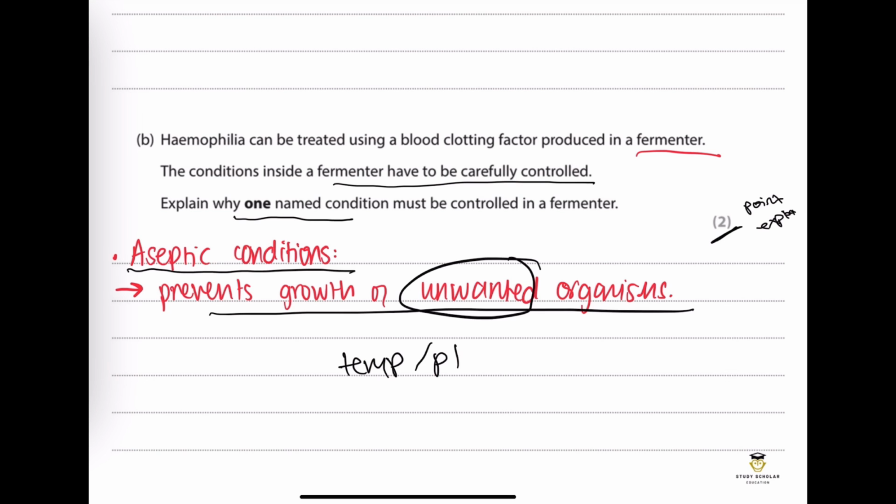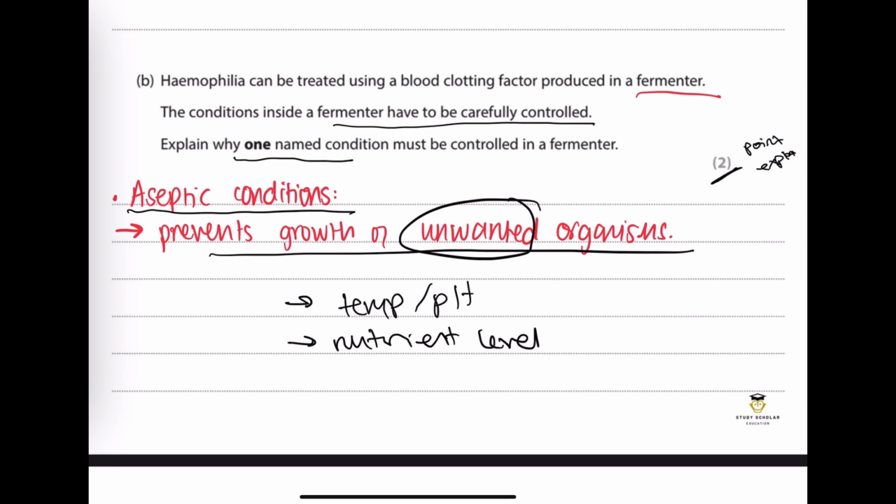What else you can have is temperature or pH. This is because it provides optimal conditions for growth and it prevents enzymes from denaturing. You can also have nutrient levels, and this is because it provides optimal conditions for growth. And you can also have oxygen, since this allows aerobic respiration. So it provides, again, optimal conditions for growth and prevents anaerobic respiration, which is what we don't want.